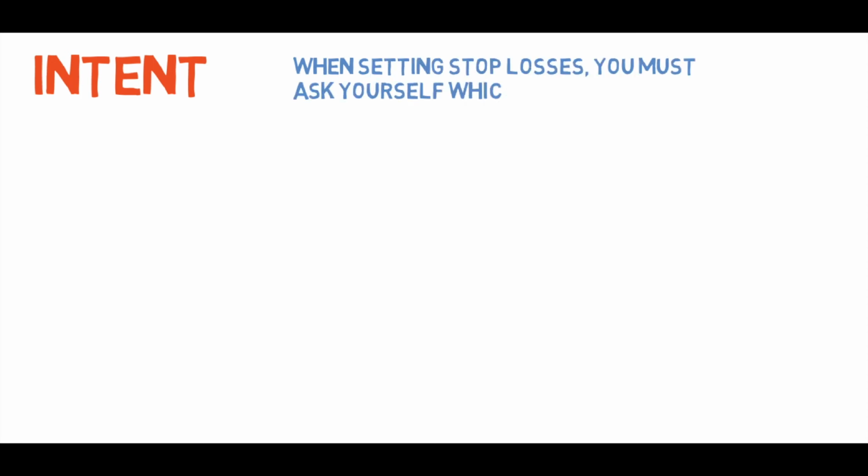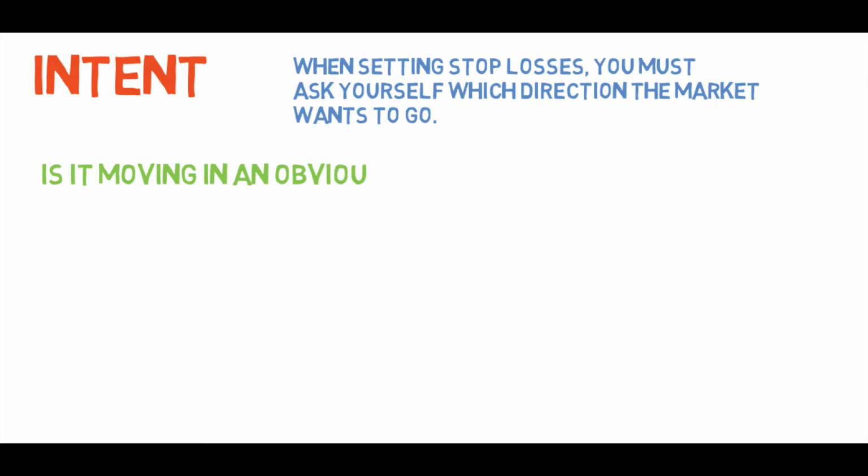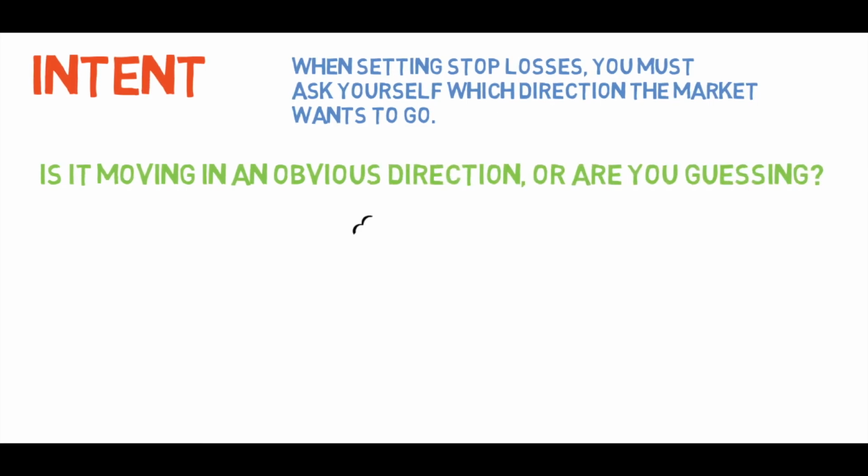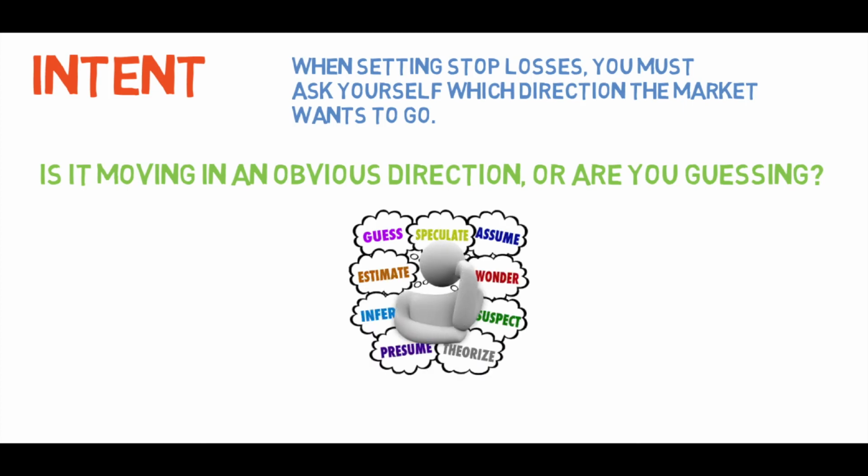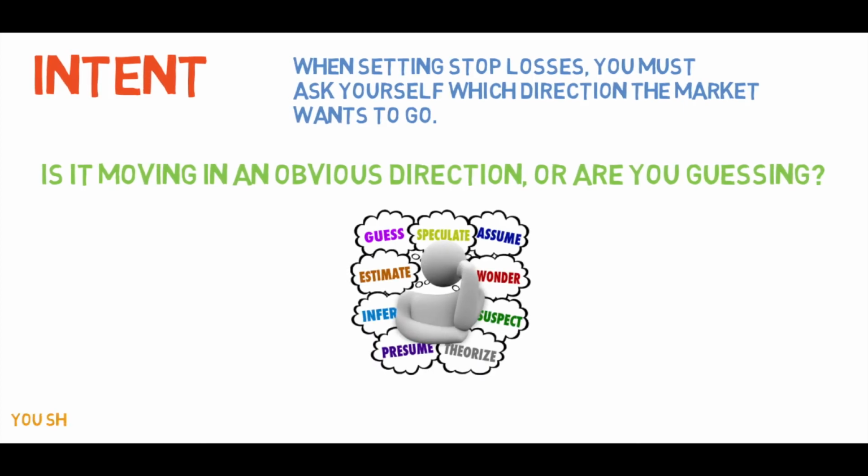Now the second thing we look at is intent. When setting stop losses, you must ask yourself what direction the market wants to go in. Is it moving in an obvious direction, or are you simply guessing where you think it may go? Now, try to work with the intent of the market, generally based on previous price action.